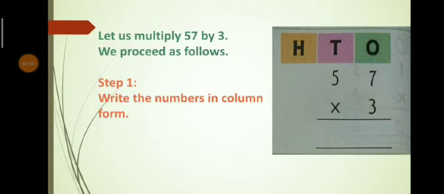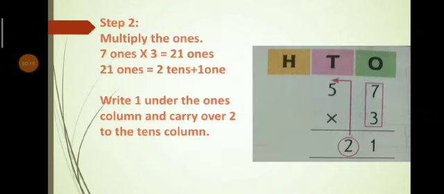Students, now let us multiply 57 by 3. First of all, we will write the given numbers in column form. Then, we will multiply the ones. That is 7 ones by 3. We will get 21 ones.